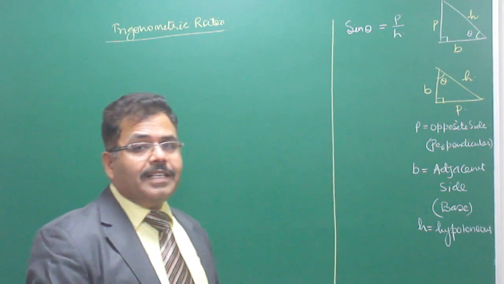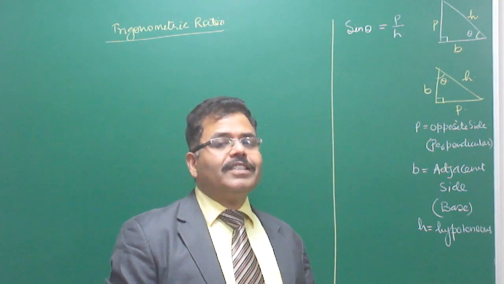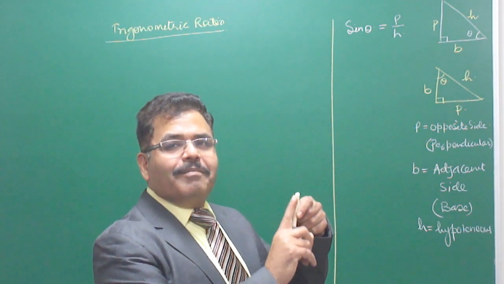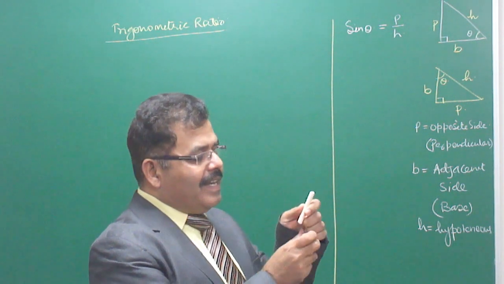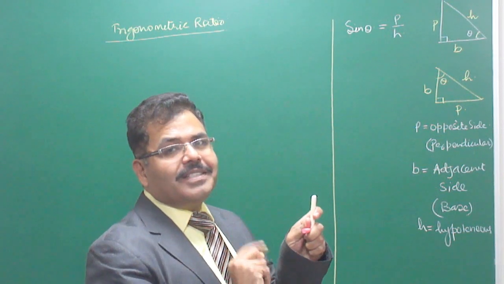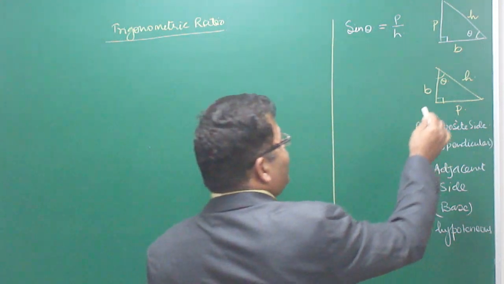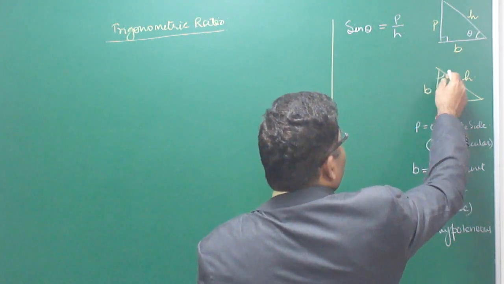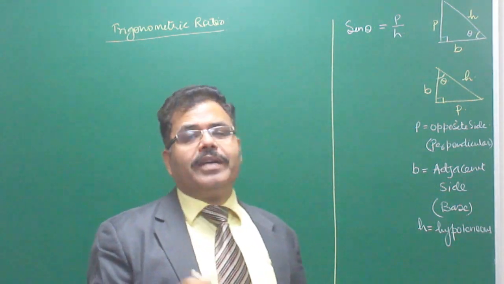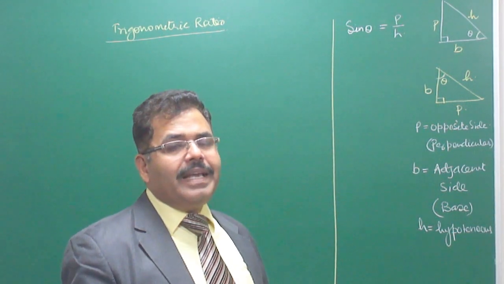Usually there is a common perception among students that perpendicular is something which is always vertical, and base is something which is always horizontal. But this is the wrong concept. Don't understand it like this. This P and B is just a projection. It depends upon the theta, which acute angle you have taken into consideration. Depending upon that theta, the P is decided.